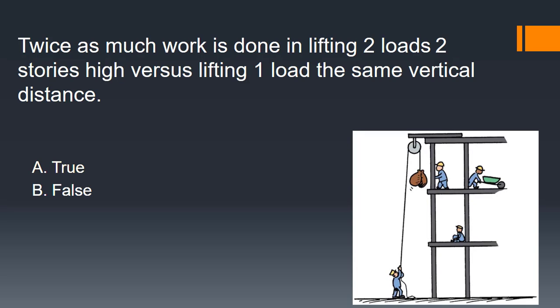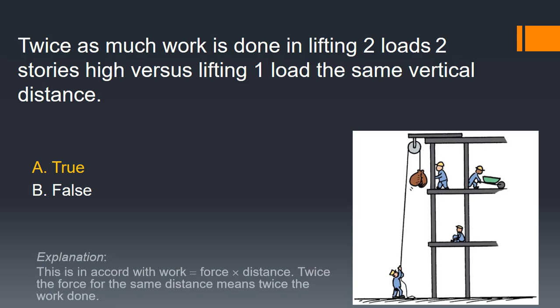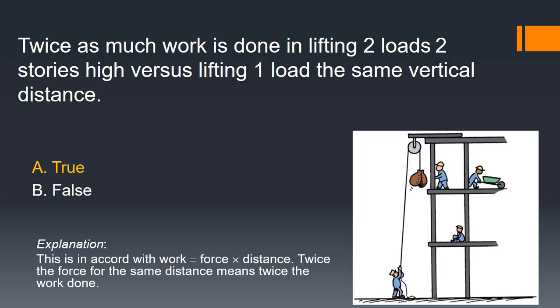Let's say we take 2 loads of some mystery construction material and lift it 2 stories off the ground. Is it true that we would be doing twice as much work as if we were lifting only one load the same distance? It is. This is similar to our barbell example. Lifting twice as much mass will mean that twice as much work is being done.